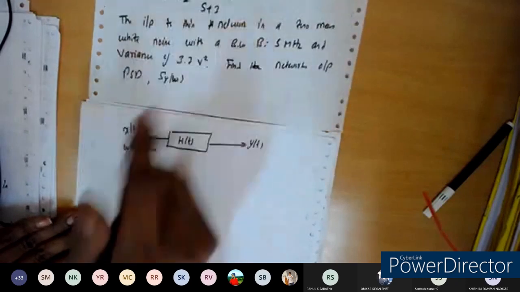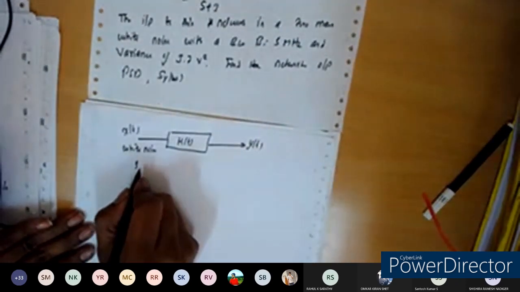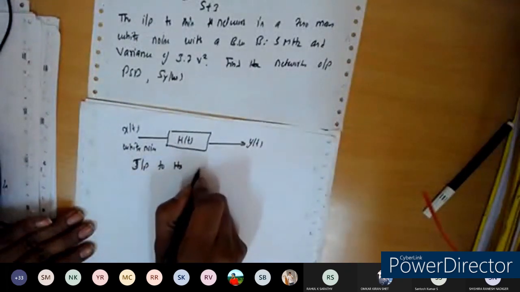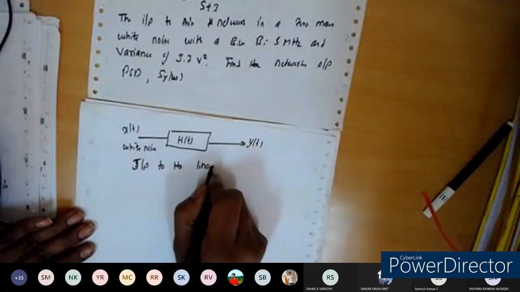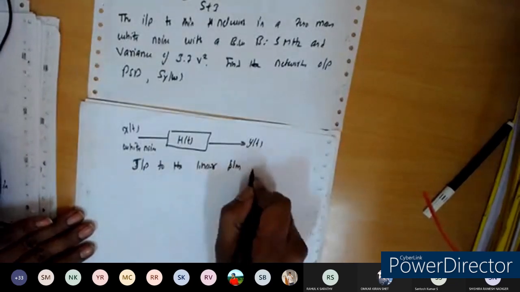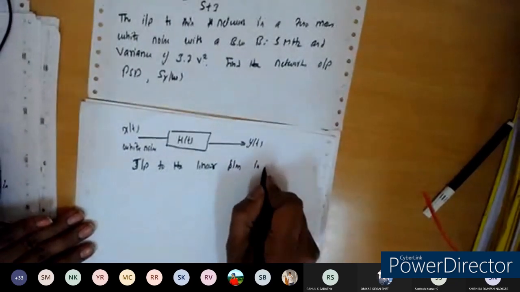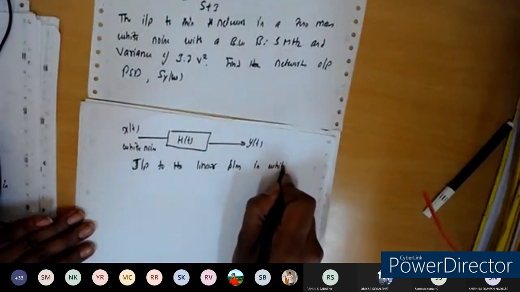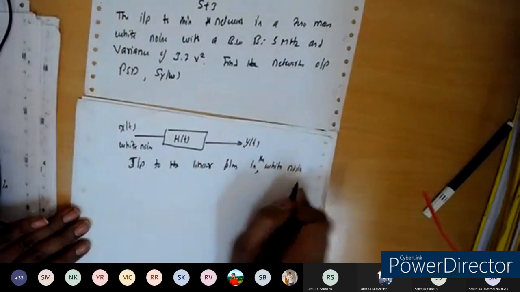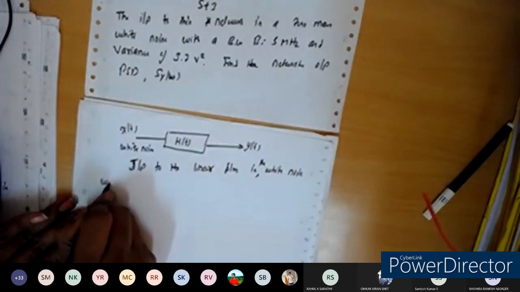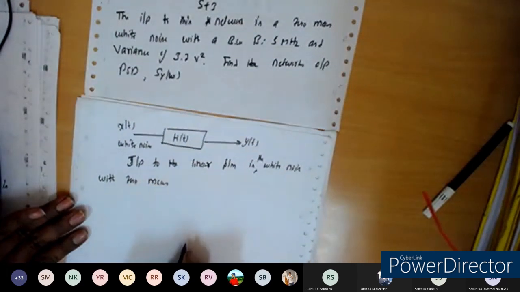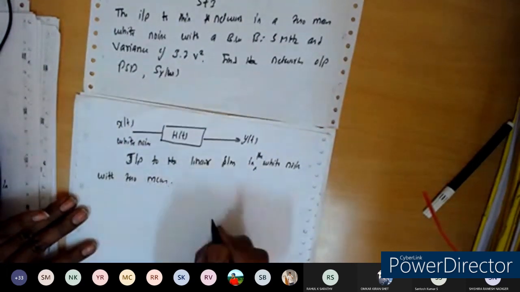Let us consider the parameter: the input to the linear system. You can take this one so that you have better clarity. The input to the linear system is white noise with a zero mean.